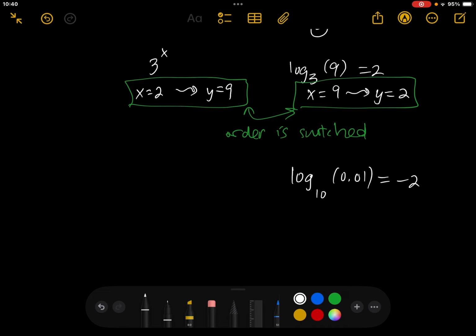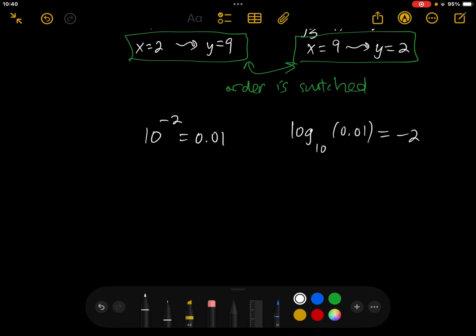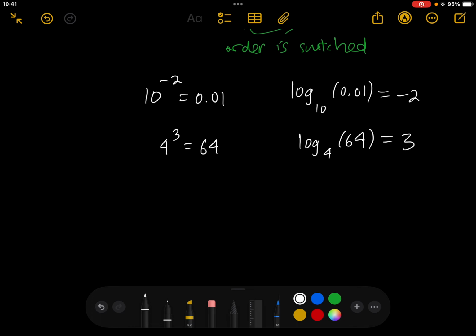So I look at the base, that's 10. My exponent is negative 2, and the result is 0.01. Okay, which is a true statement. Let's do one more. Log base 4 of 64 equals 3. What's that in terms of exponents? 4 cubed is 64. Okay.